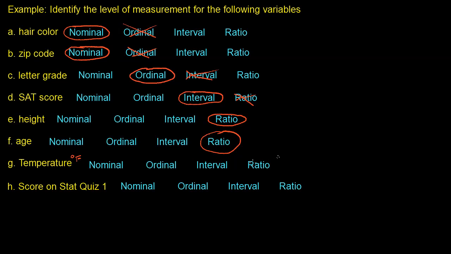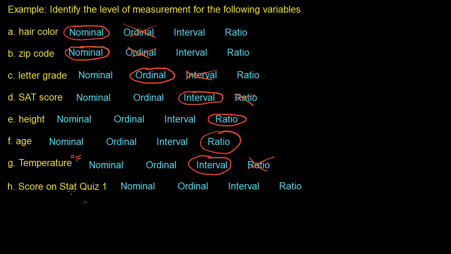Can you take the ratio between 80 and 40? Actually, 80 degrees is not twice as hot as 40 degrees. No, it's not. The reason is because 0 degrees does not mean that there's a lack of temperature. 0 degrees Fahrenheit is just a marker between negative degrees Fahrenheit and positive degrees Fahrenheit. It doesn't mean that there's a lack of temperature. There's no natural 0 to temperature. So temperature is not ratio, it is interval.